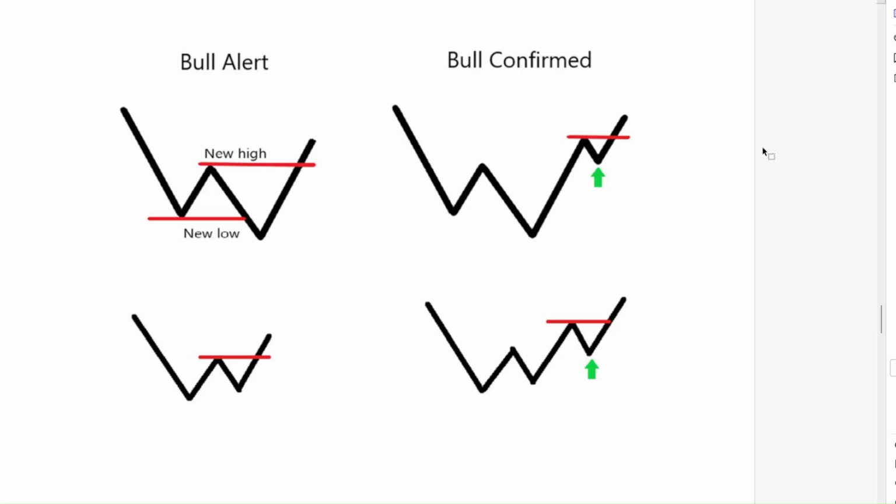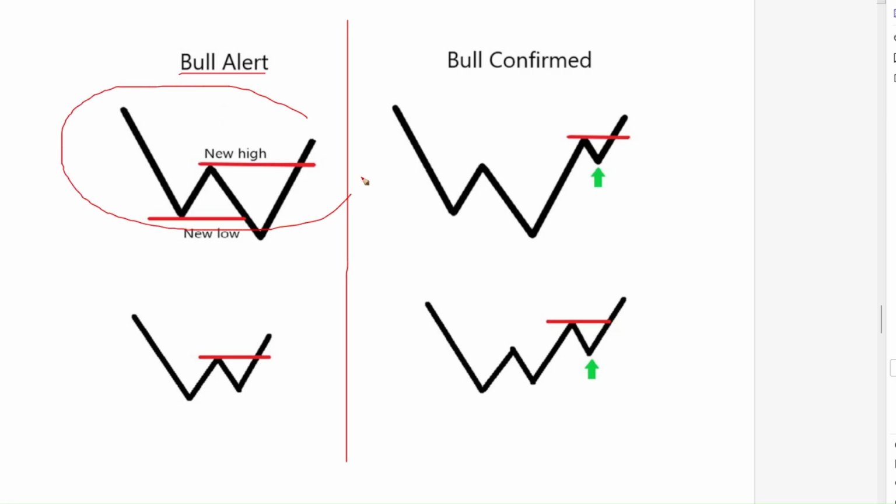Okay, so let's start out with this template. And what I want to show here is there's a bull alert, which are important. We want to know when there's a shift starting to take place. All right. And that's on this side, these two here. And then bull confirmed is over here. So let's just start with the top because these go together. So this would be the first one here would be a bull alert for this bull confirmed signal.